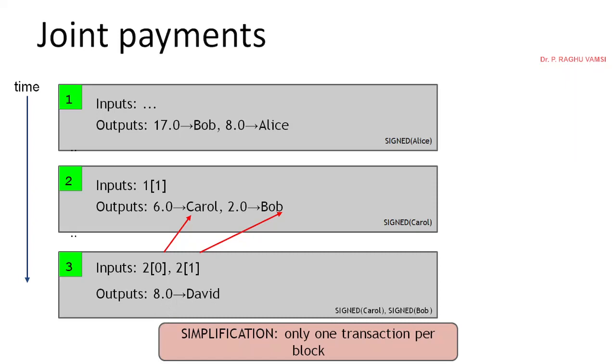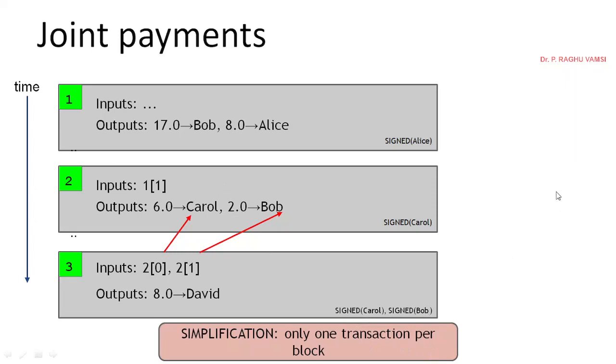So for this, if two people want to contribute some amount to some person, some other party, then they can combine like this. But whenever they combine this, the signature of Carol is also required, and also the signature of Bob is also required, because this 6 Bitcoins was taken from Carol's account, and the 2.0, that is 2 Bitcoins, was taken from Bob's account. So that is the reason signing of Carol and signing of Bob is also required.